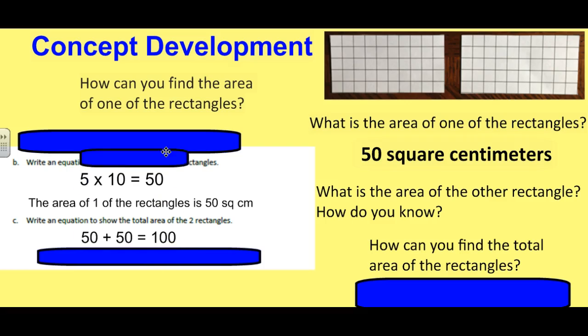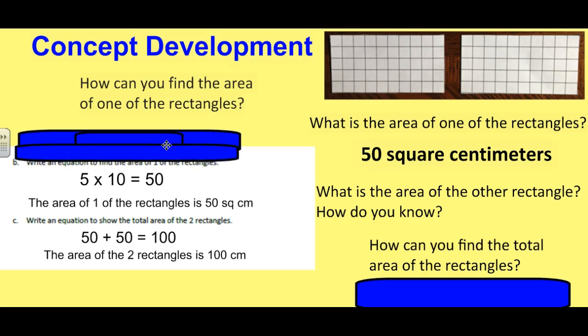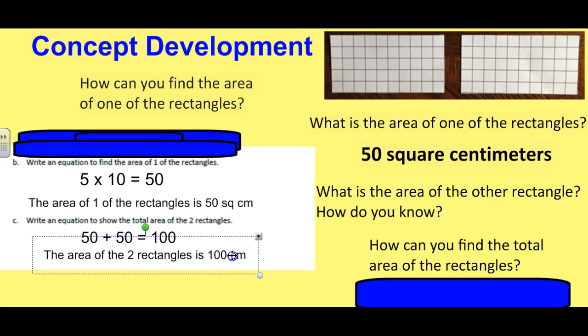Okay, so the equation would have been 50 plus 50 because we've got an area of 50 and another area of 50, and when we add those together, that gives us 100. So the sentence I was looking for is the area of the two rectangles is 100 square centimeters. So make sure you have this done before we're moving on any further in the problem set.